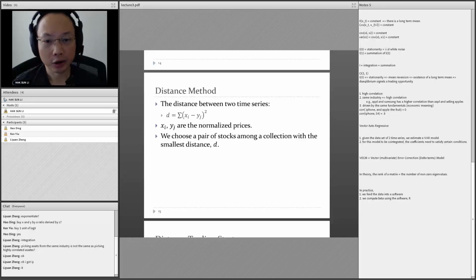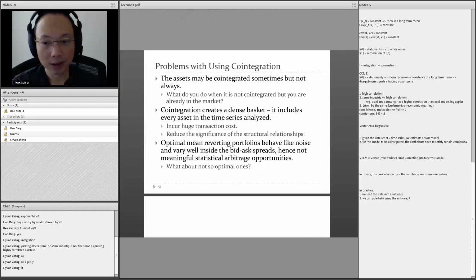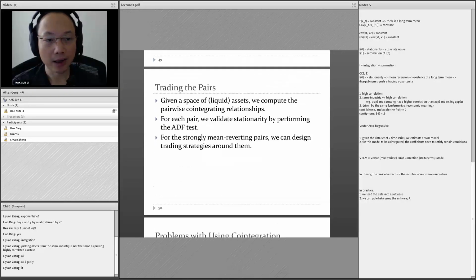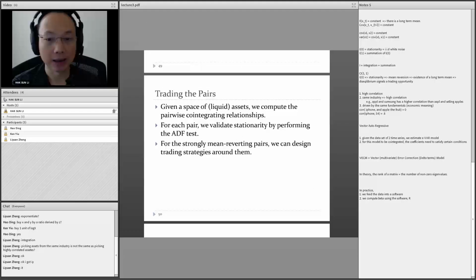So all the co-integration is saying is that we replace the distance concept with the stationarity concept. We run the co-integration software among all the pairs that we want to consider, and then we pick the ones that are stationary, meaning that they pass the ADF test. And then for the strongly mean-reverting pairs, we can decide on trading strategies among them. Okay, so this is how we construct and trade pairs using co-integration.